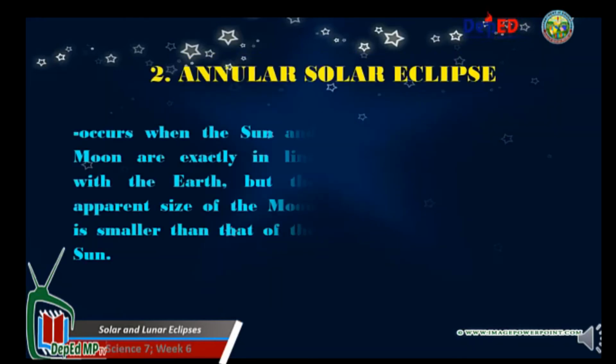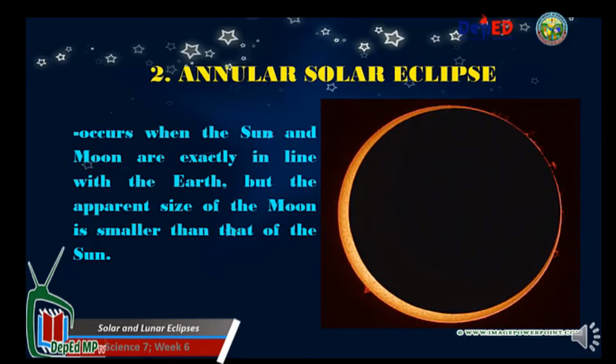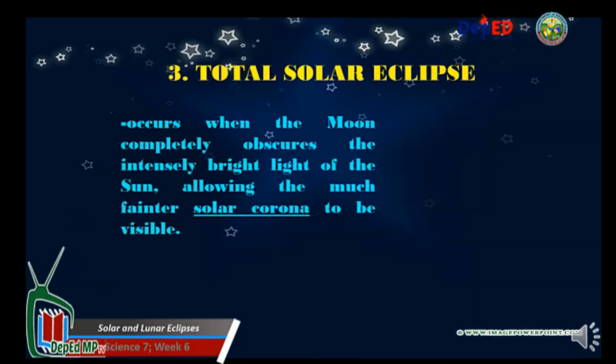An annular solar eclipse occurs when the sun and moon are exactly in line with the Earth, but the apparent size of the moon is smaller than that of the sun. A total solar eclipse occurs when the moon completely obscures the bright light of the sun, allowing the much fainter solar corona to be visible.